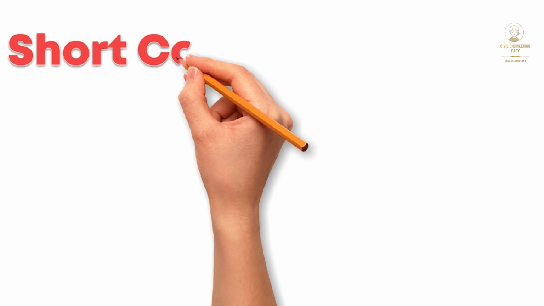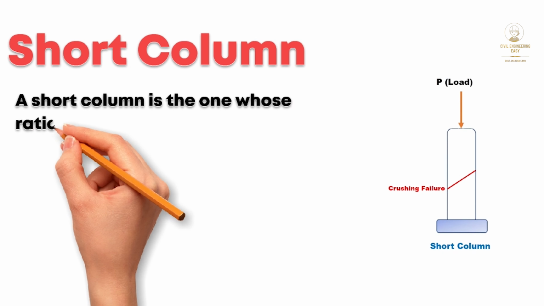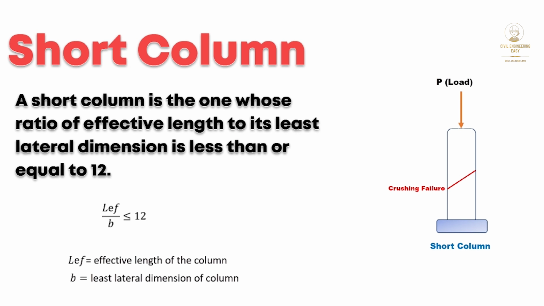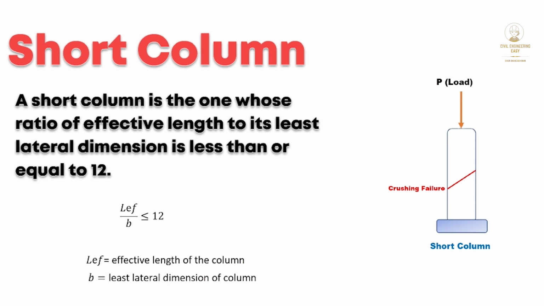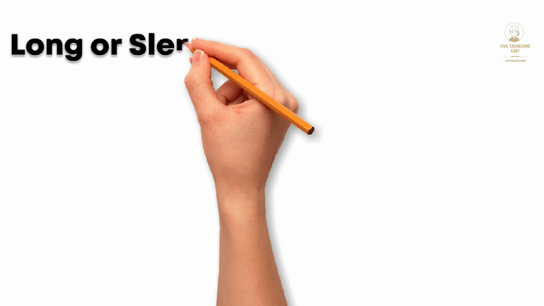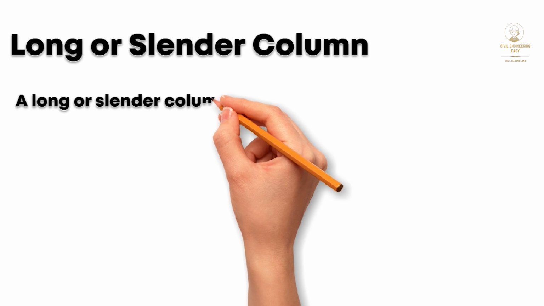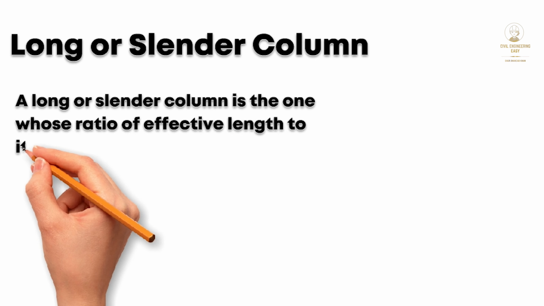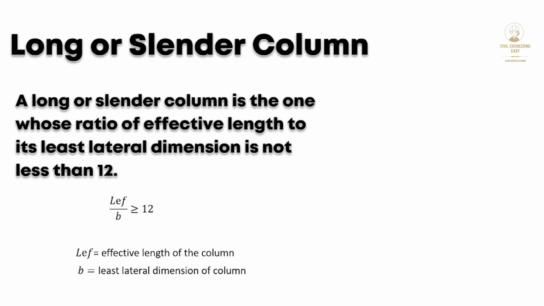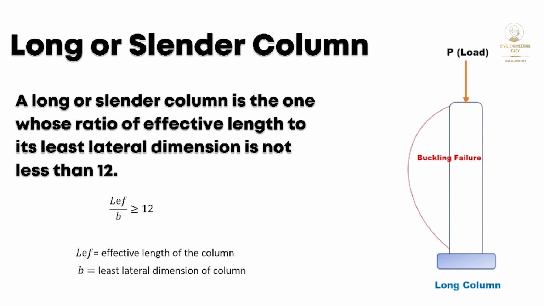Short column. A short column is the one whose ratio of effective length to its least lateral dimension is less than or equal to 12. Then it is termed as a short column, where L_e is effective length and B is least lateral dimension of column. Long or slender column. A long or slender column is the one whose ratio of effective length to its least lateral dimension is not less than 12. Then it is termed as a long column.